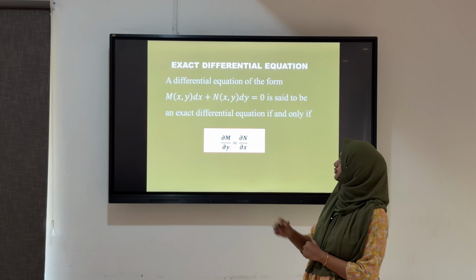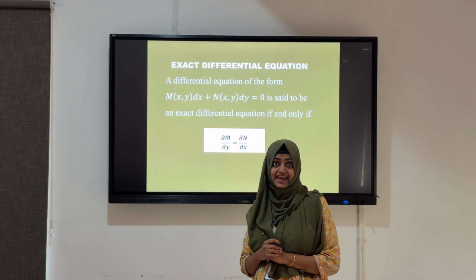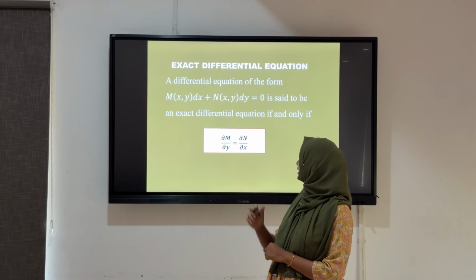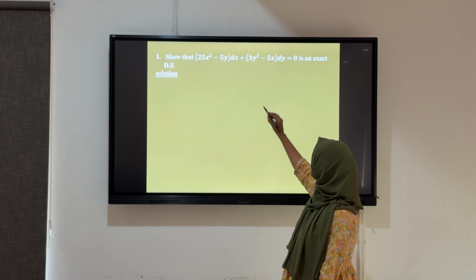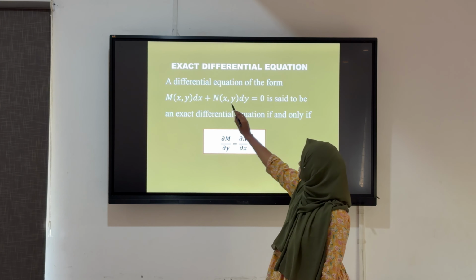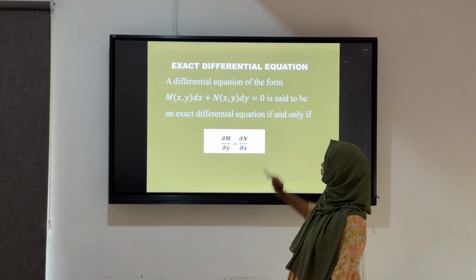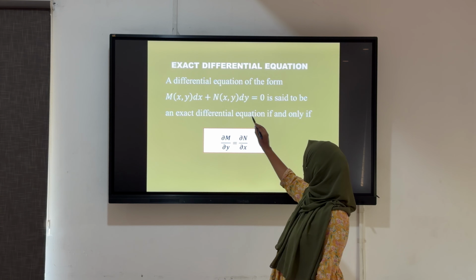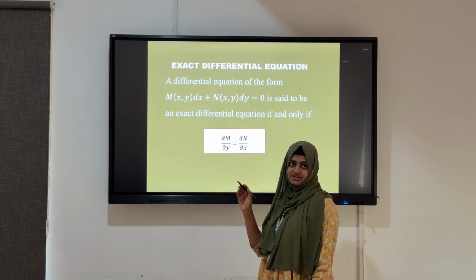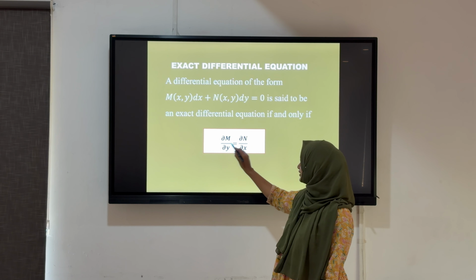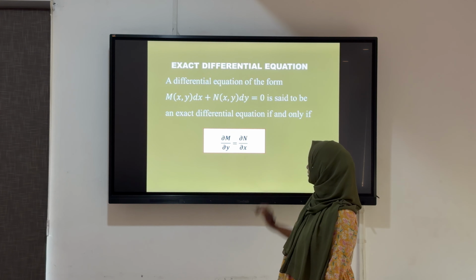Okay, next we are going to discuss exact differential equation. A differential equation of the form M dx plus N dy equal to 0 is said to be an exact differential equation if and only if it satisfies the condition dou M by dou y equal to dou N by dou x.